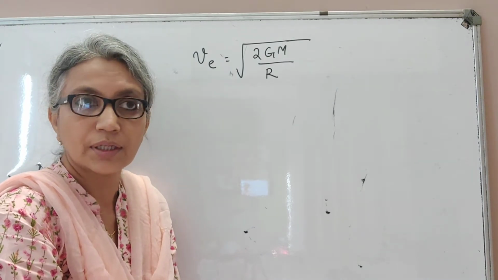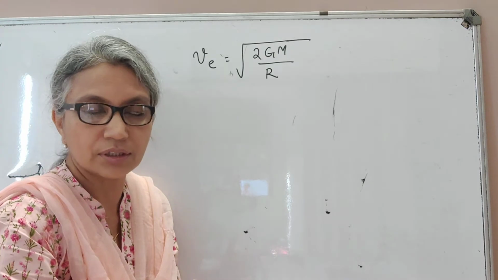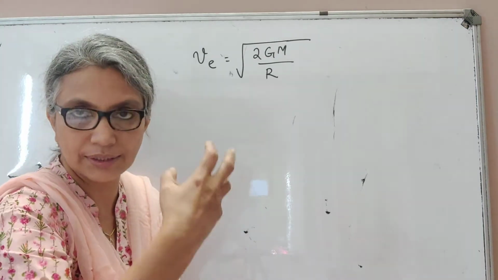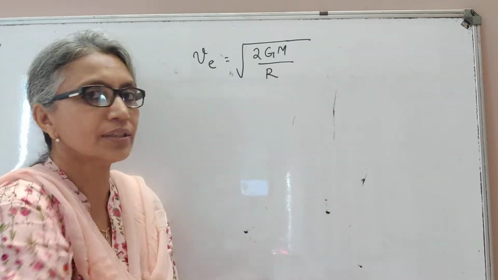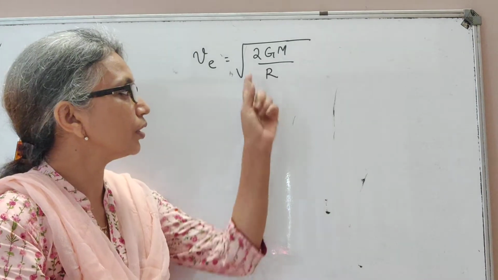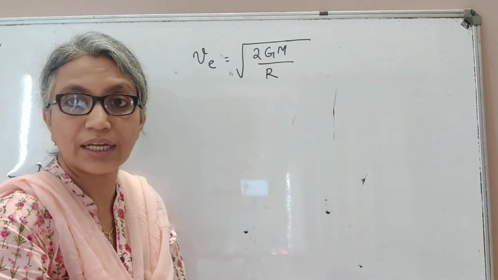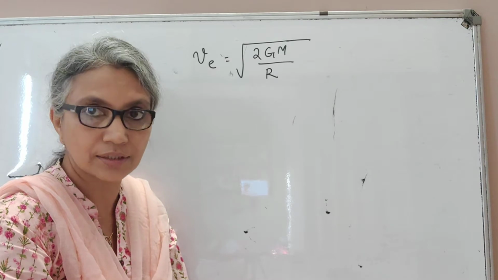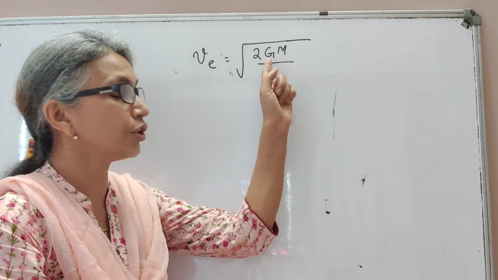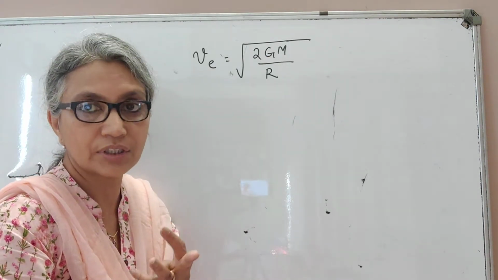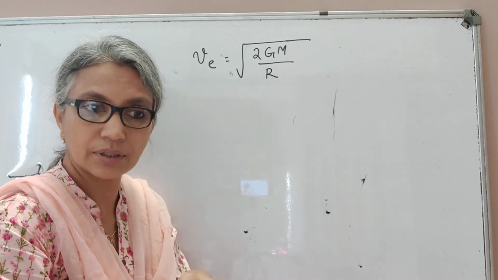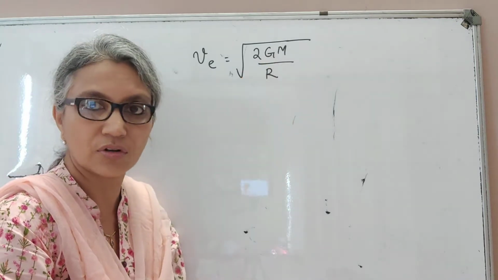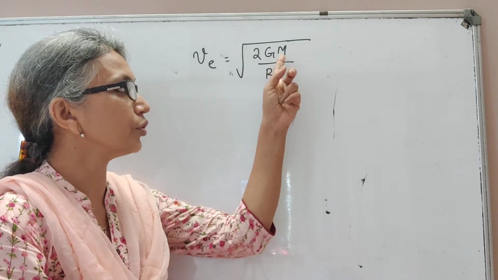Escape velocity means, if you're launching a rocket, the minimum velocity required for a particle to escape the pull of the earth is what you call escape velocity. Now here, this G is called the gravitational constant. It is different from small g. Small g is the acceleration due to gravity. This capital G is a constant, called the gravitational constant. And in the table that I sent you on WhatsApp, the dimensional equation for the gravitational constant is given to you.